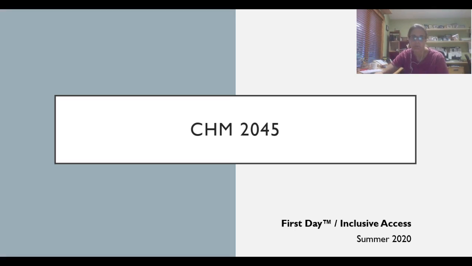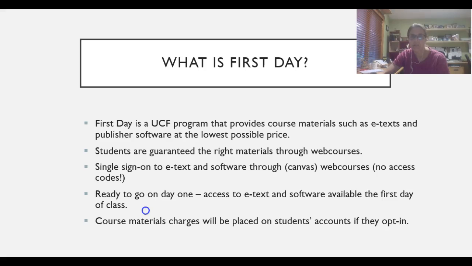So first off, this is for Chemistry 1, and they're participating in the First Day or Inclusive Access at UCF. Just give them a reminder of what First Day is. First Day is a program set up by UCF to provide students course materials at the lowest possible price, which means e-texts and also publisher software.